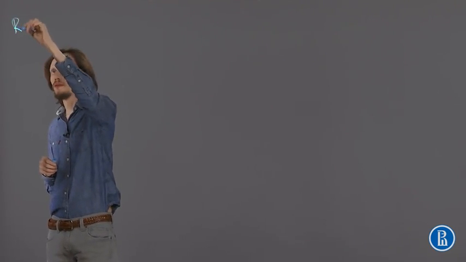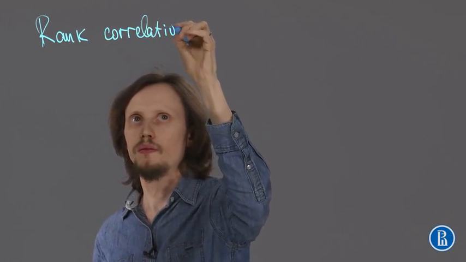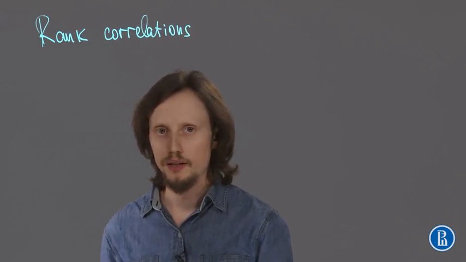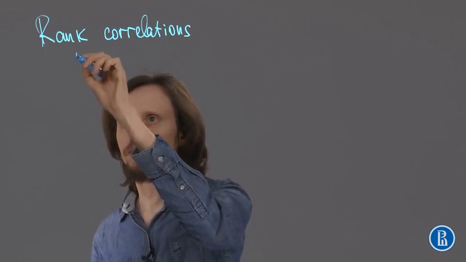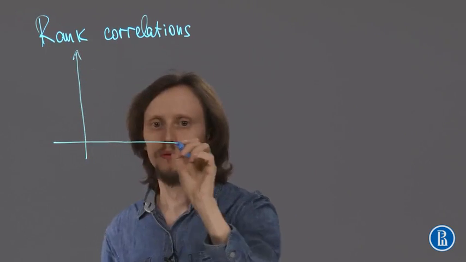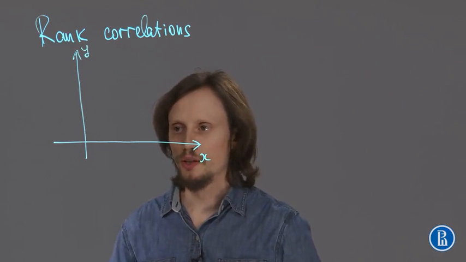Pearson's correlation that we discussed so far is a very useful tool, but sometimes different kinds of correlations are more appropriate. They are called rank correlations. Let us consider a couple of examples where rank correlations are better than Pearson's correlation. First, let us consider the following data set.